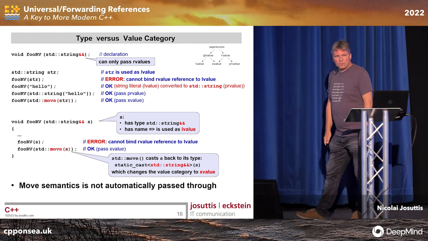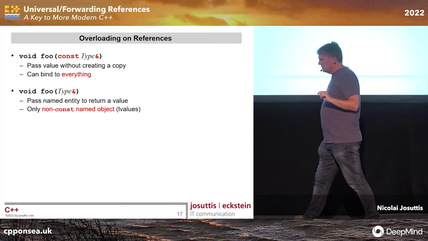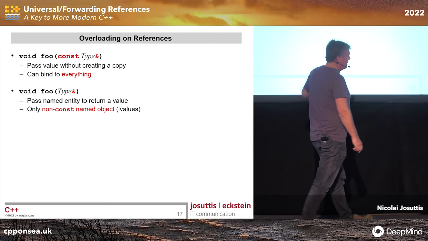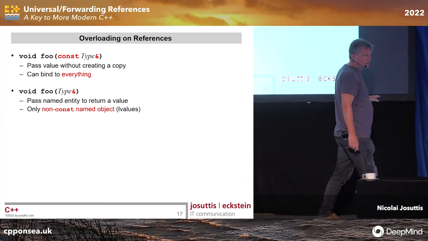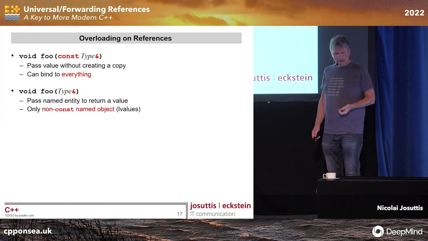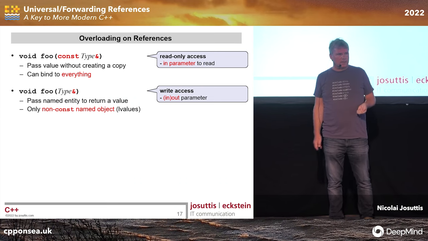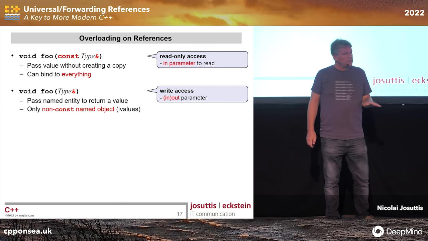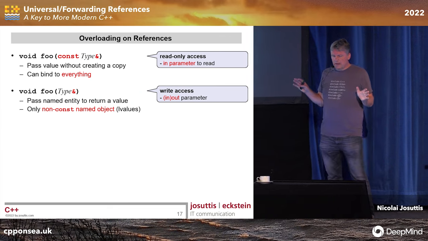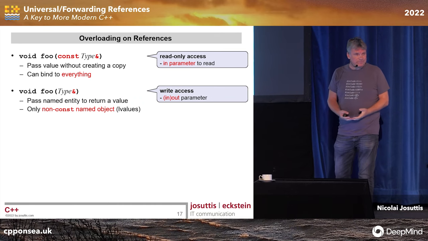Okay, so please note what we now have as options to declare call by reference. We have the option to pass it by const L value reference, which means I have only read access. I don't want to modify the value, I cannot modify the value. This binds to everything. That's an in parameter. We just read the value and avoid copying. Next, we have a non-const L value reference that does not bind to everything. It only binds to non-const named objects or, as we just learned, L values.